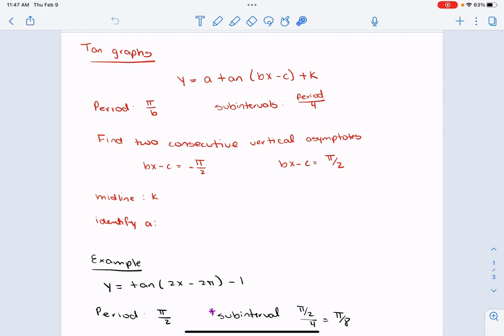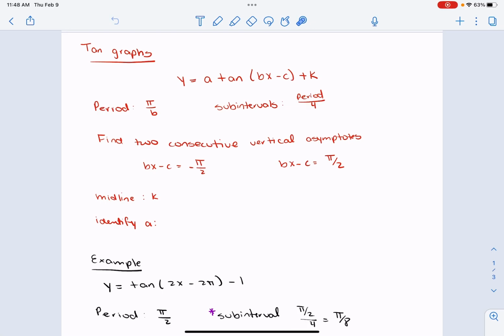That's the parent function. So the period, the way we're going to find it is going to be pi over b. And the period is always pi in this one. So it's different than the sine, the cosine, the cosecant, and the secant. So period is pi over b. Our subintervals, we're still going to find it the same way. We're going to get our period and we're going to divide it by 4.